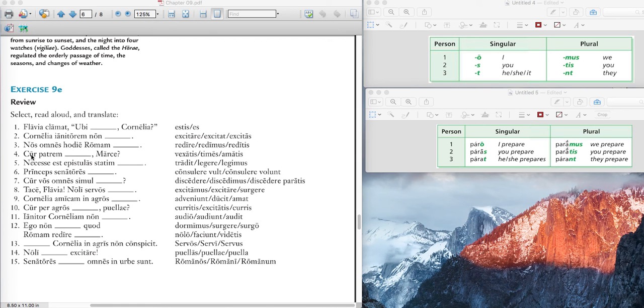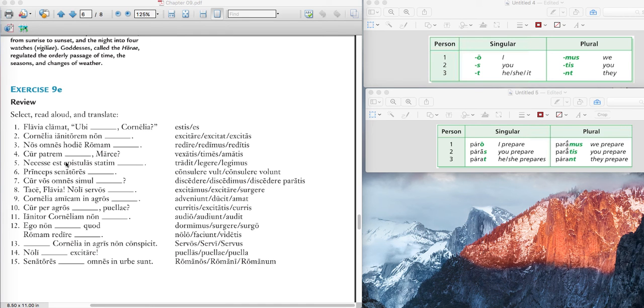So this sentence translates to, why do you fear your father, Marcus? Why are you afraid of your father? So patrem here is the accusative, or the direct object form, of pater. So why do you fear Father Marcus?